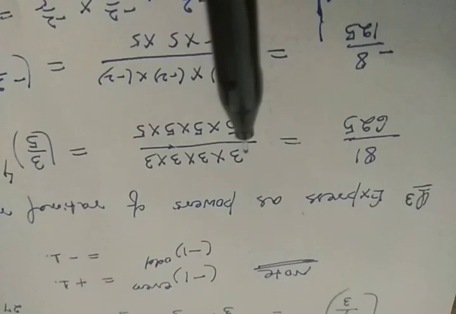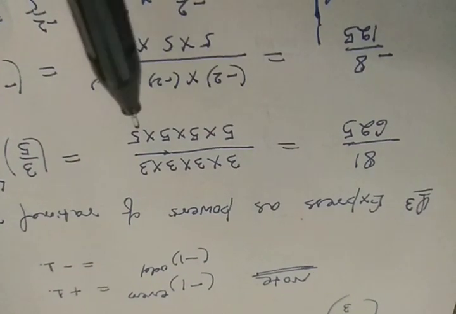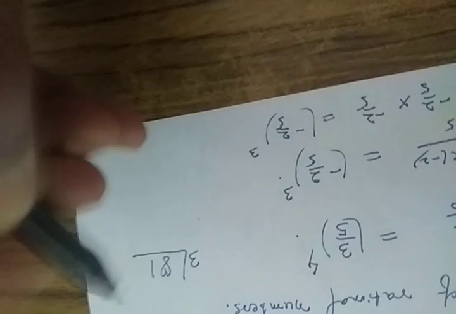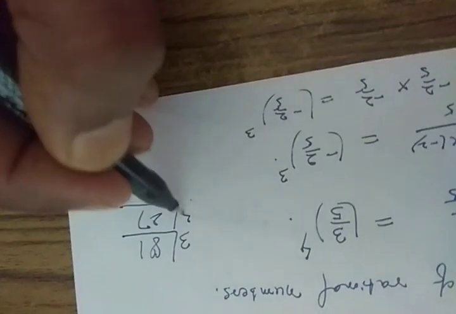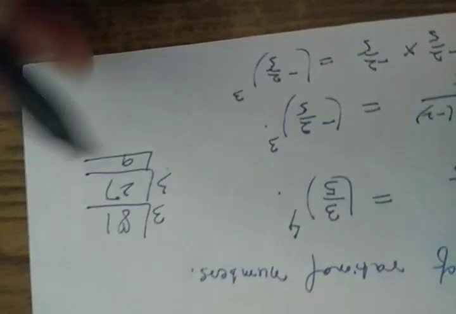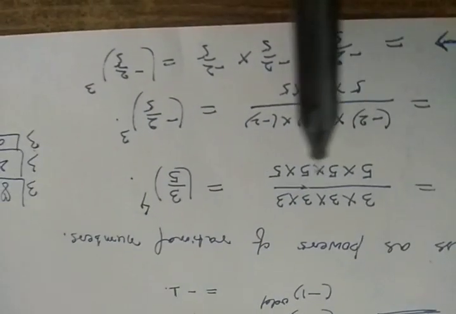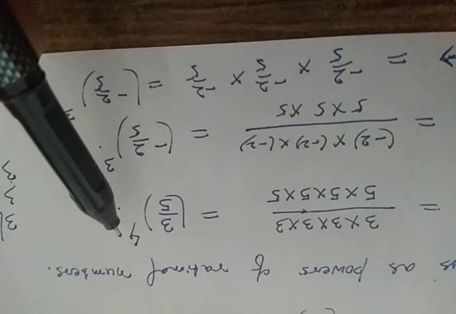So 81 by 625. Now we factorize and we write like this. I think you know the factorization. So you can factorize 81. How do you factorize? Just see, I am doing it for you here. 81 can be divided by 3, it should be 27. Once again by 3, it should be 9. Once again by 3. Okay, so in this way you can write now: 3 into 3 into 3 into 3, and our denominator 5 into 5 into 5 into 5, so we can write 3 by 5 to the power 4.